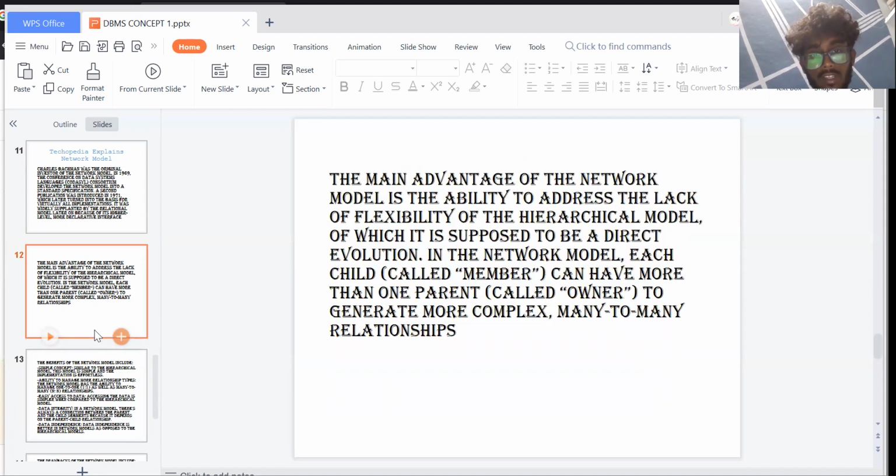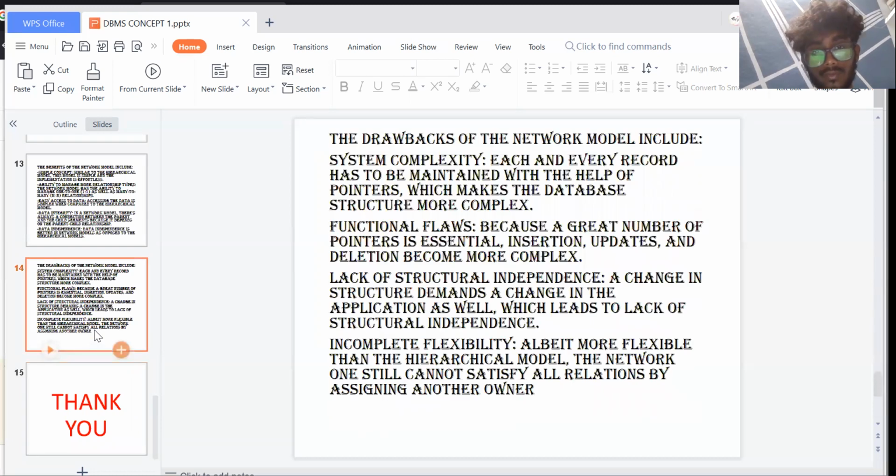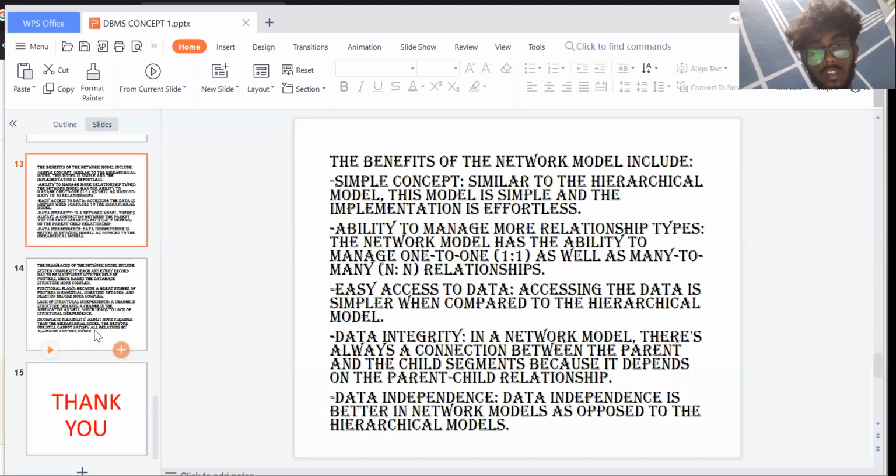The main advantage of the network model is the ability to address the lack of flexibility of the hierarchical model, of which it is supposed to be a direct evolution. In the network model, each child called member can have more than one parent to generate more complex many-to-many relationships. The benefits of the network model include: one, simple concept. It is similar to the hierarchical model. This model is simple and the implementation is effortless.